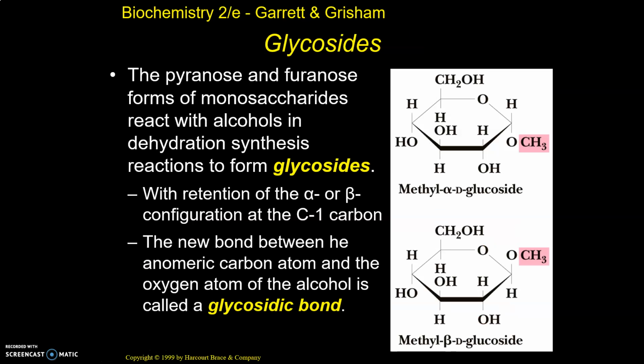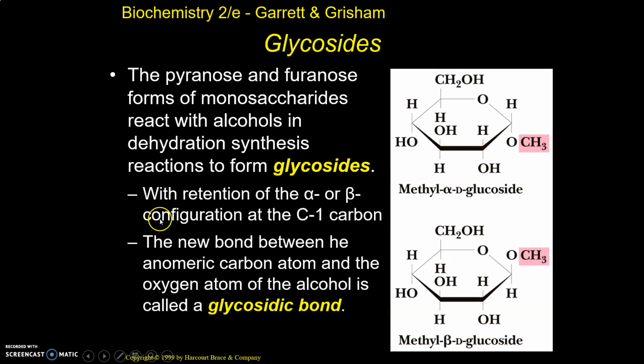Last thing we need to talk about is glycosides, okay? So you've got pyranose and furanose, right? These are the forms of monosaccharides that react with alcohols in the dehydration synthesis, and they form these glycosides, okay? And what a glycoside is again, so this isn't at the C2 position, this is at the C1 position. So at the C1 position, instead of an OH group, now we have a methyl group instead of the hydrogen, but this would still be alpha because it's pointed down, and this would still be beta because it's pointed up. But notice now we have to say methyl and methyl, right?